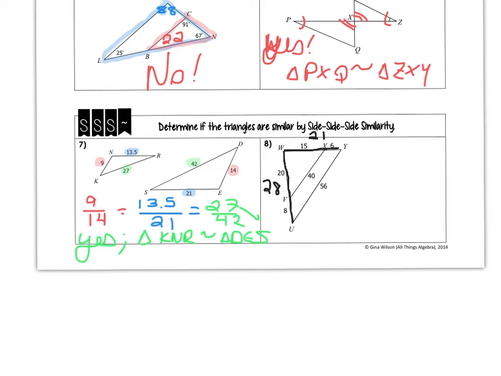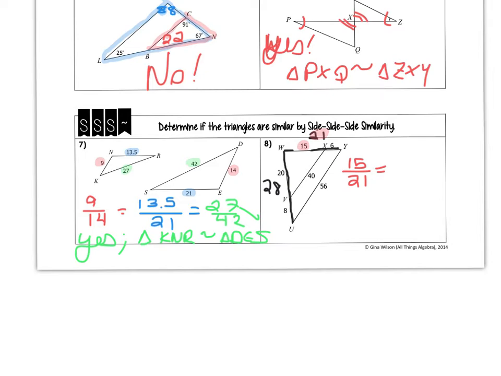So I'm going to go the smallest side. So the smallest side of the little one is 15, and the smallest side of the big one is 21. So we're going to go 15 over 21. We're just setting up our similarity statements.